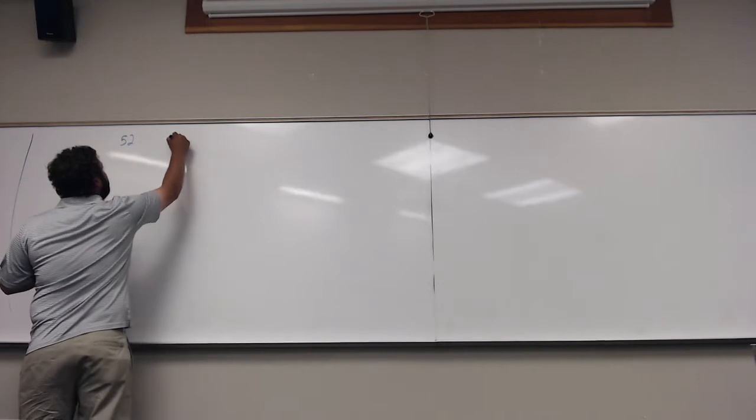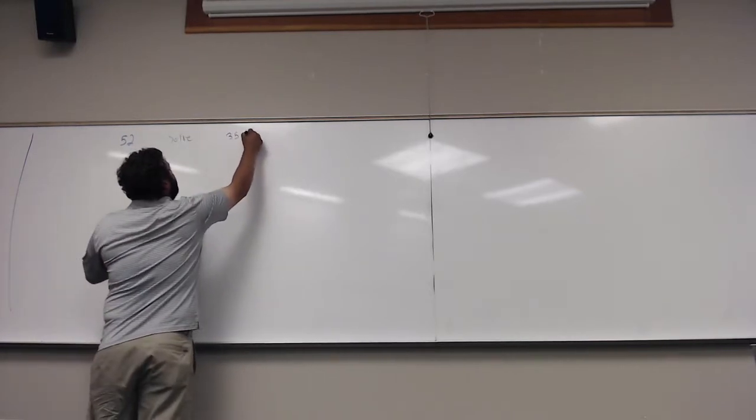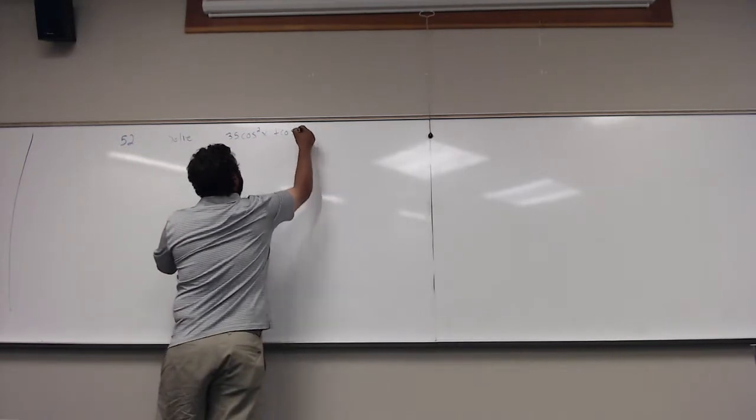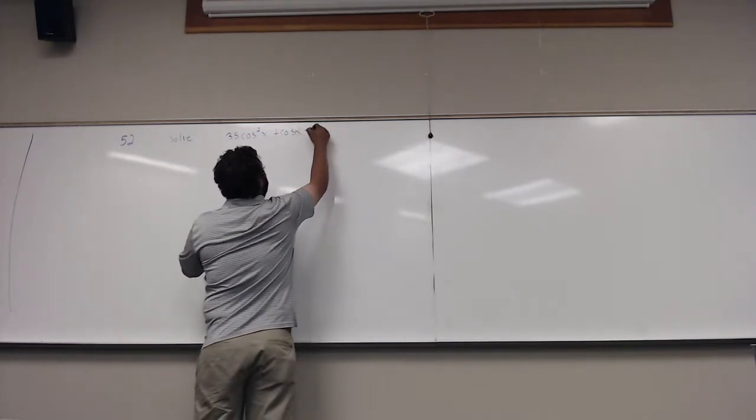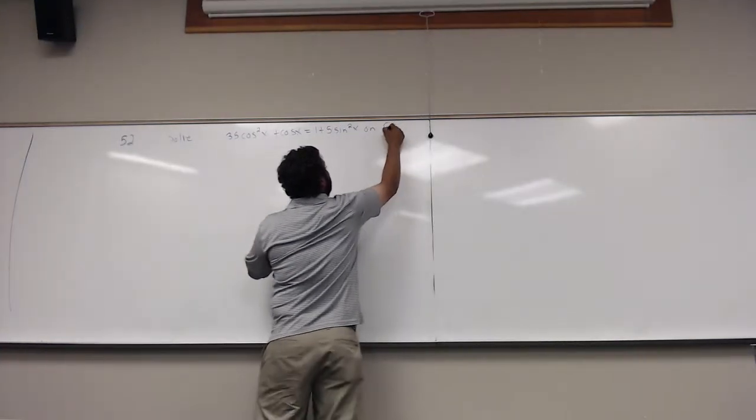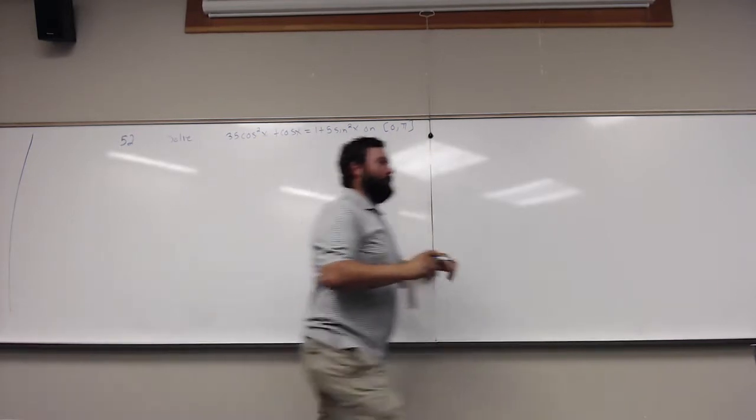So this says to solve 35 cosine squared x plus cosine x equals 1 plus 5 sine squared x on the interval from 0 to pi. Is that correct? Yeah. Okay, thanks, Martin.